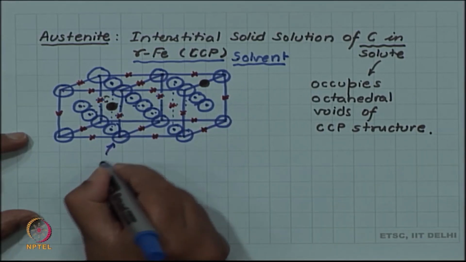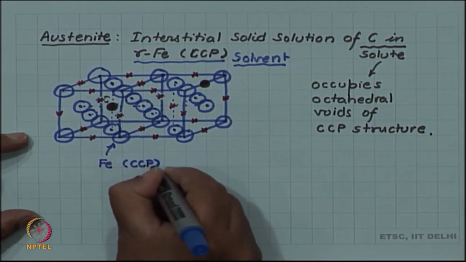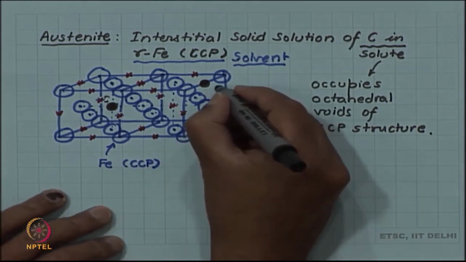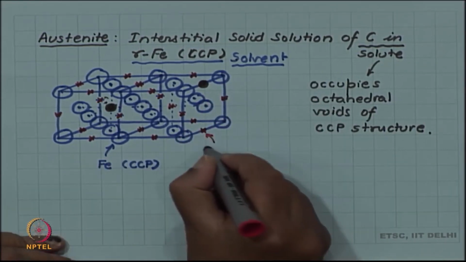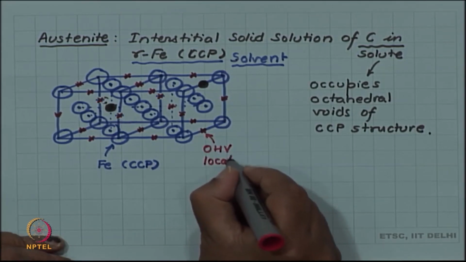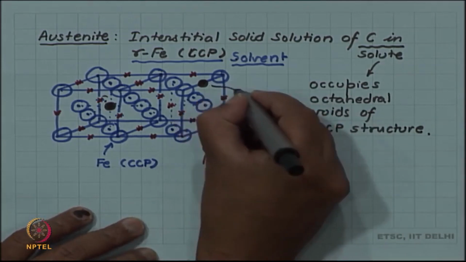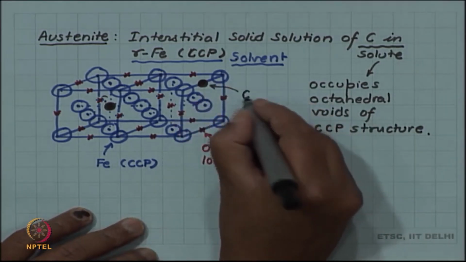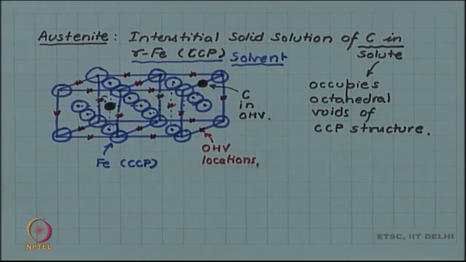So, this was iron, this was making CCP, and these red locations are the octahedral void locations, and these black atoms are the solute carbon in octahedral voids. So, this kind of structure.